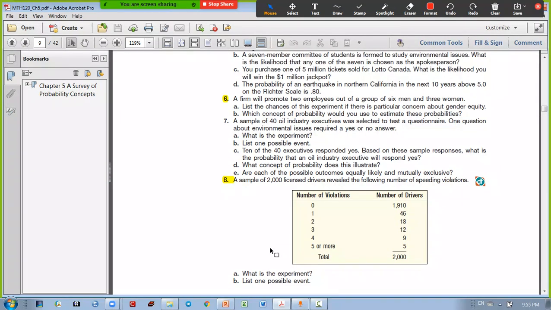Okay, so I think it's time for ending this movie, and also it's time for you to watch this movie to learn the basic concept of probabilities.